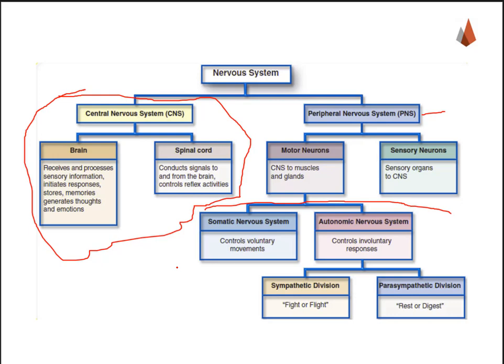Different from somatic, which I used to think of as so-matic. So who cares about the somatic nervous system, because I needed to memorize the autonomic nervous system. Okay, so the autonomic nervous system we can divide into the gas and the brake.